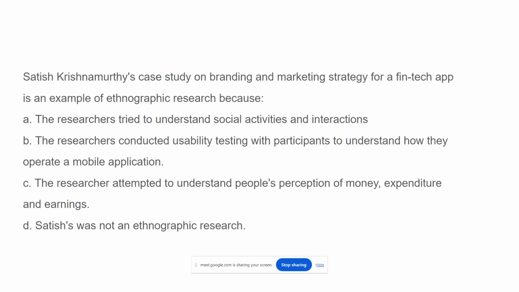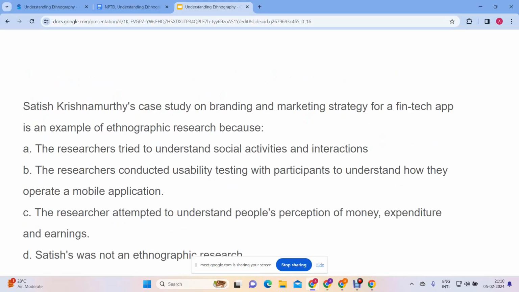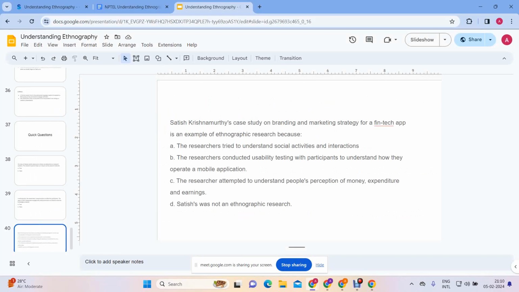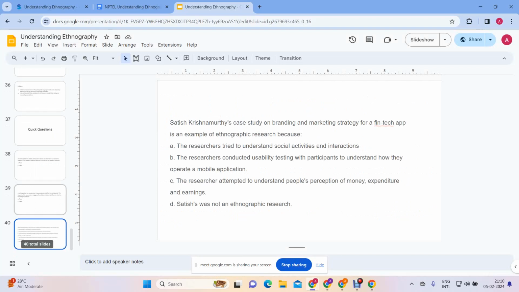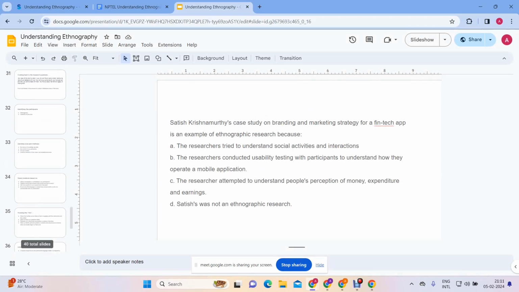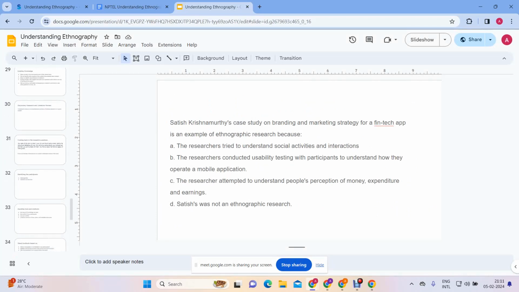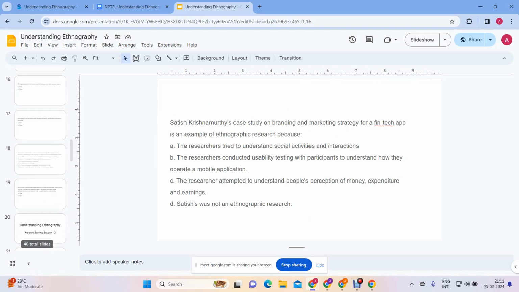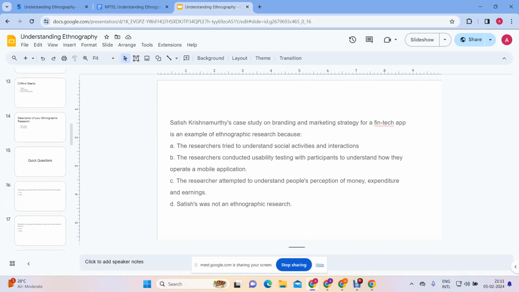Makes sense. This question is basically on one of the case studies. Since you haven't gone through week three, that's fine. We will take this up in the next lecture. That is not a problem at all. If you have any questions with respect to any concept of ethnography, just let me know.